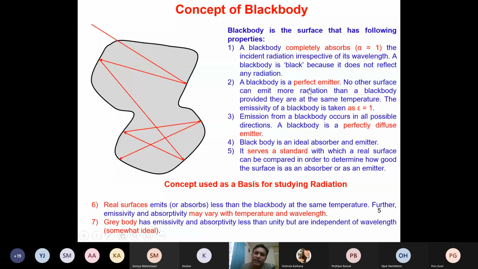A black body is a perfect emitter, so no other surface can emit more radiation than a black body, provided they are at the same temperature. The emissivity of a black body is taken as epsilon equals 1. So a black body is a perfect emitter. Emissivity of the black body is equal to 1, and at a given temperature, no body will have a higher emission than the black body. Emission from a black body occurs in all directions. So a black body is a perfectly diffuse emitter. What it means is that emissions are taking place in all directions.